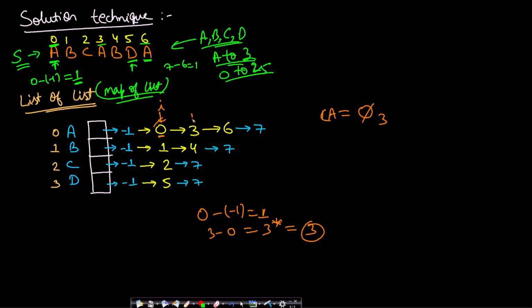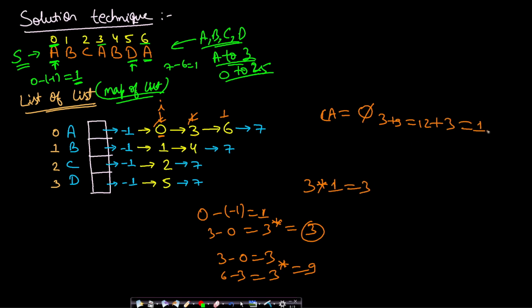When your pointer goes to the next A, the left hand side window will be 3 minus 0, which is 3, and the right hand side window will be 6 minus 3, which is 3. So the total contribution will be 9. So 9 will be added to this and it will become 12. When you go to the next one, which is 6, the left hand side window will be 6 minus 3, which is 3, and the right hand side window will be 7 minus 6, which is 1. So the contribution is 3, you add 3 and it will be equal to 15.